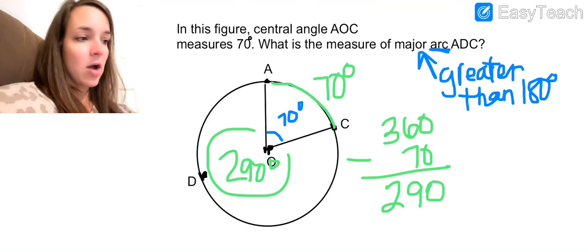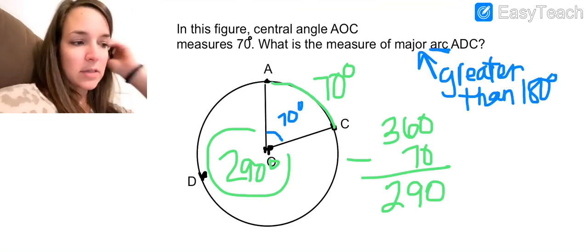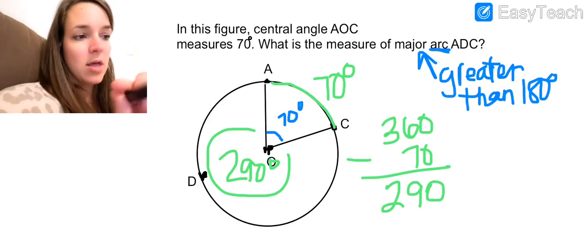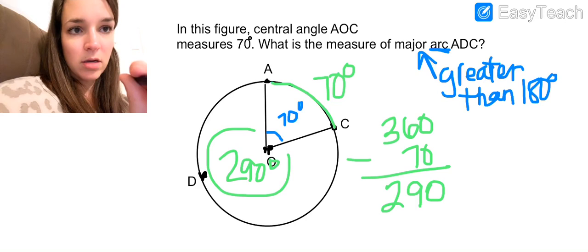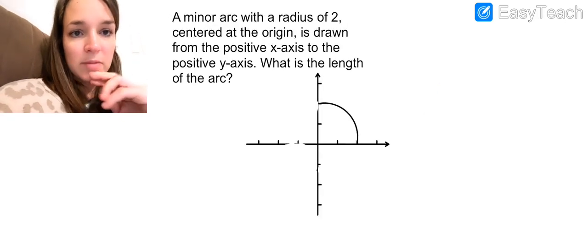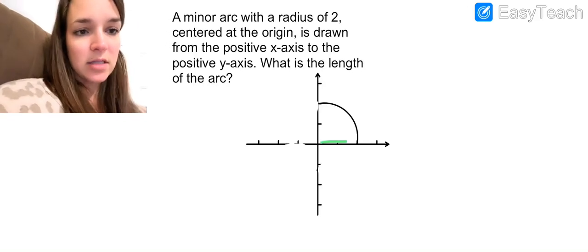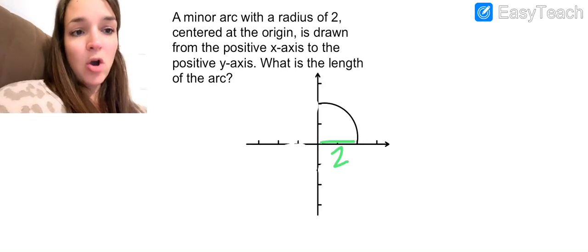Okay? Now, sometimes they are going to give us an arc that has a radius value. So let's pull that up so you guys can see what this looks like. We're almost done. I know this is kind of getting to be a longer one. Okay, so sometimes they're going to give us an arc that has a radius value here. So we know this arc has a radius of 2, and it's centered at the origin. Okay, what is the length of the arc? So we know the radius is 2.